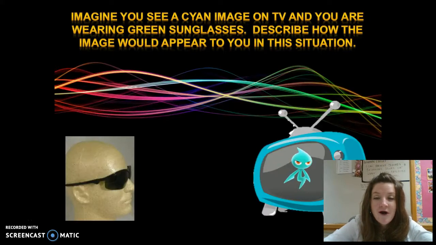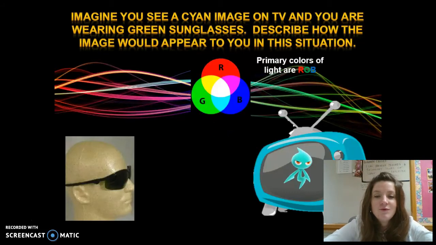All right, hopefully you've paused and you've written down your answer on page 2. Now we're going to go over what you would have seen. Here I have a person that's wearing green sunglasses and they're looking at a thing that's on the screen that's cyan. It was the best image that I could find of something that's cyan that might be on television.